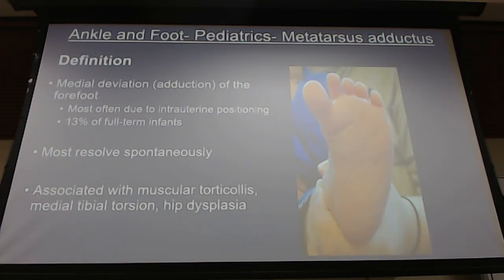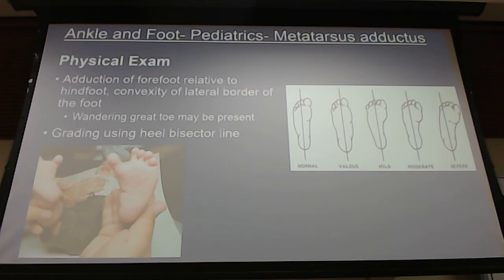If you see a foot like this, you can tell that there is something going on there, right? So you have to understand what's normal, and then you can determine when something does not look as normal as it should. I did ask you guys to pay attention to this chart because it is a good representation of how you can tell the degree and the grading for a patient with metatarsus adductus.